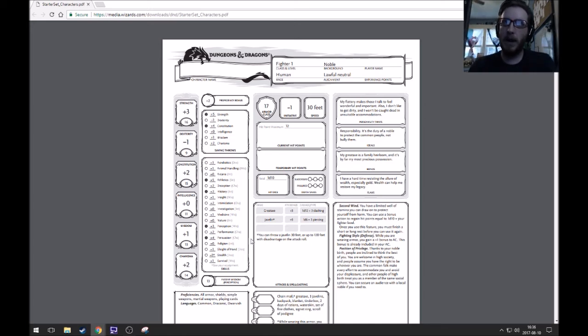Then the DM would say, "Okay, roll persuasion." So you would roll and you would add your persuasion modifier, which is your charisma modifier here, plus your proficiency bonus, since you're trained in persuasion. And hope you roll well. The inverse of that would be deception and intimidation.